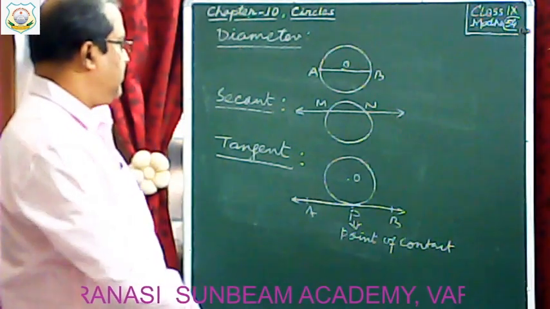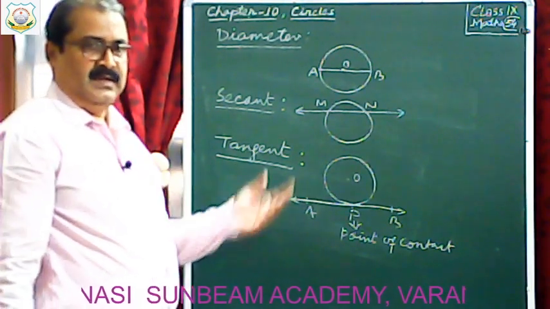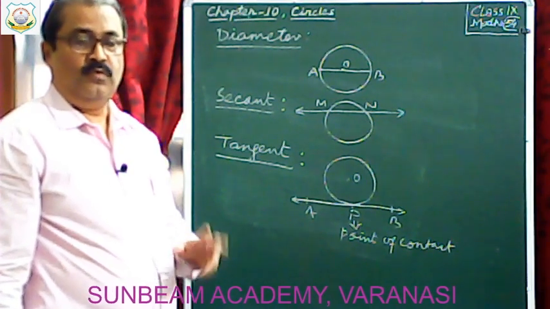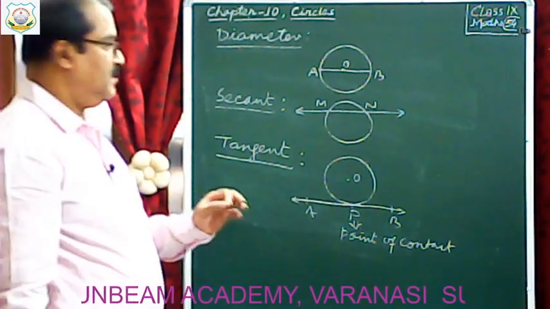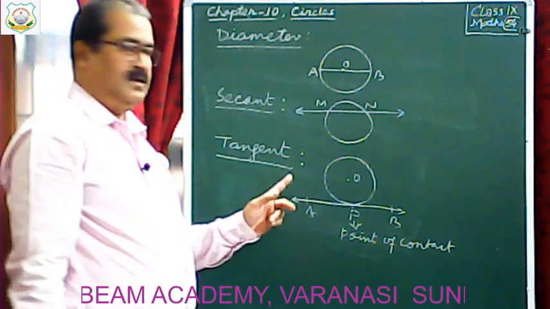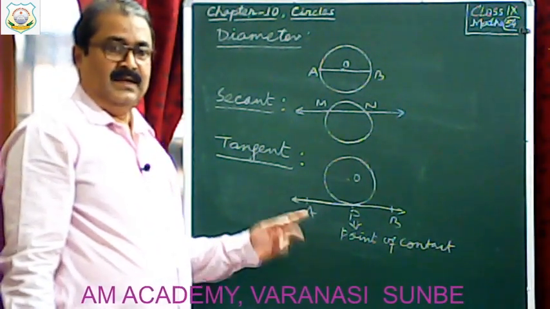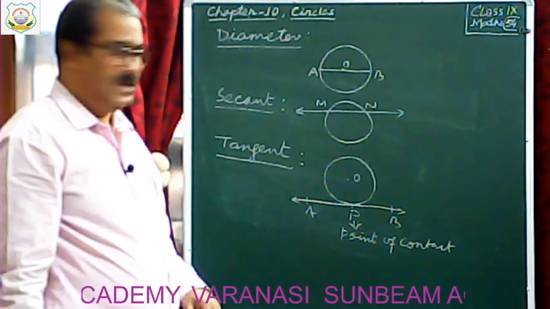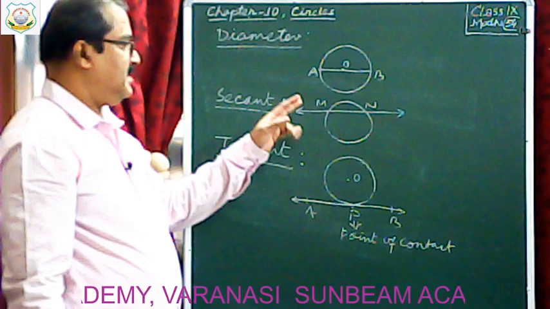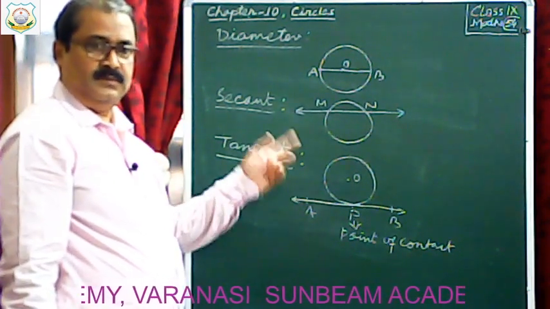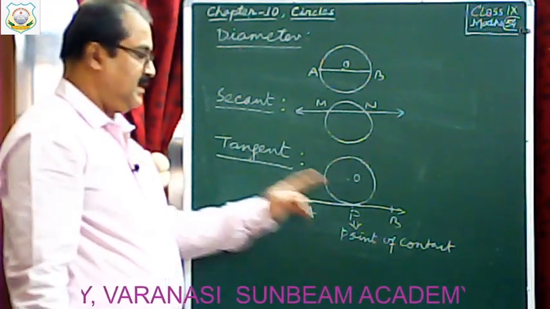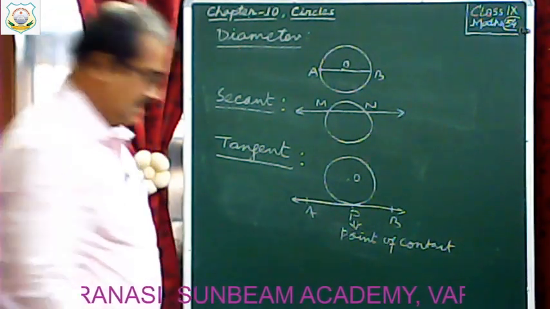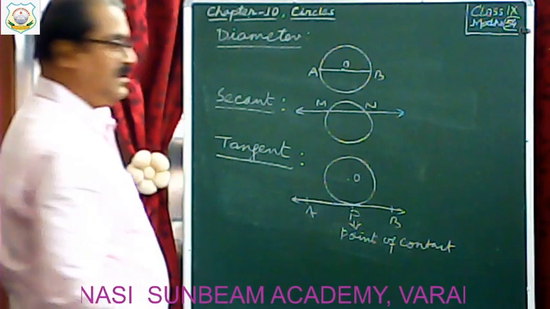Okay. So the difference between secant and tangent: a secant is a line intersecting a circle at 2 distinct points. A tangent means a line intersects a circle at 1 point only. Okay, there is a difference. So this is the basic difference between secant and tangent.